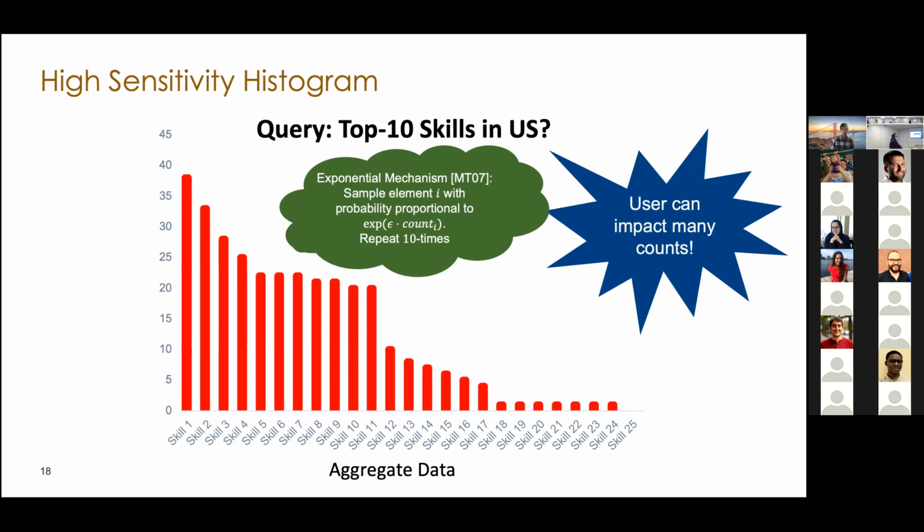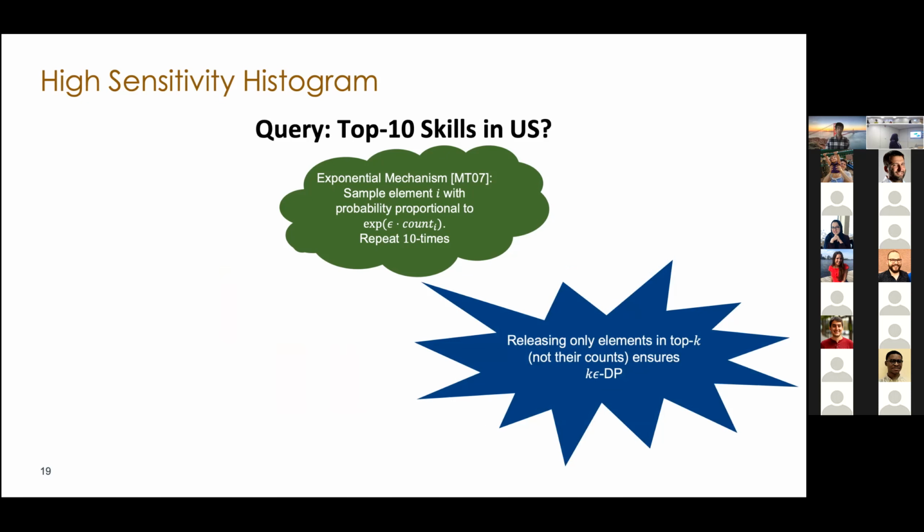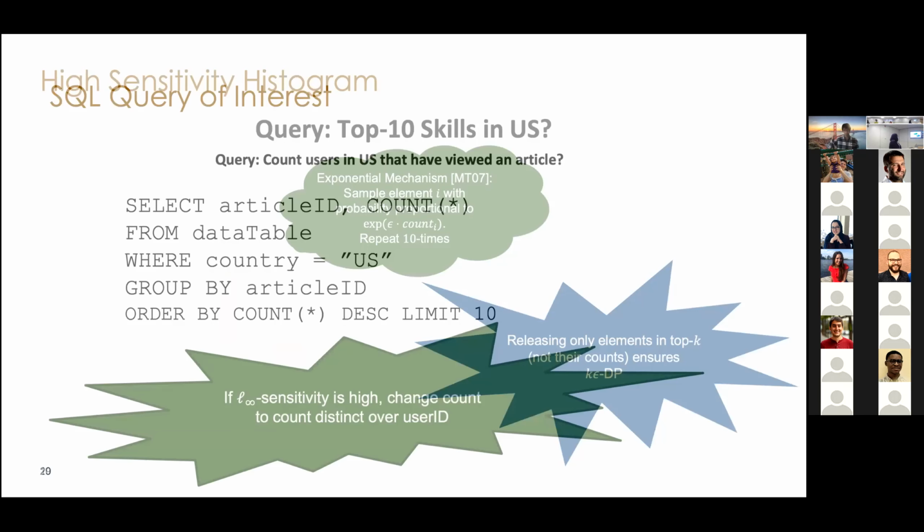And so now your privacy is only going to be the number of things that you asked for, so K things, despite somebody being able to affect lots of different bins. So we're going to be releasing K of these, and we can ensure K epsilon differential privacy, or we can apply sort of advanced composition here.